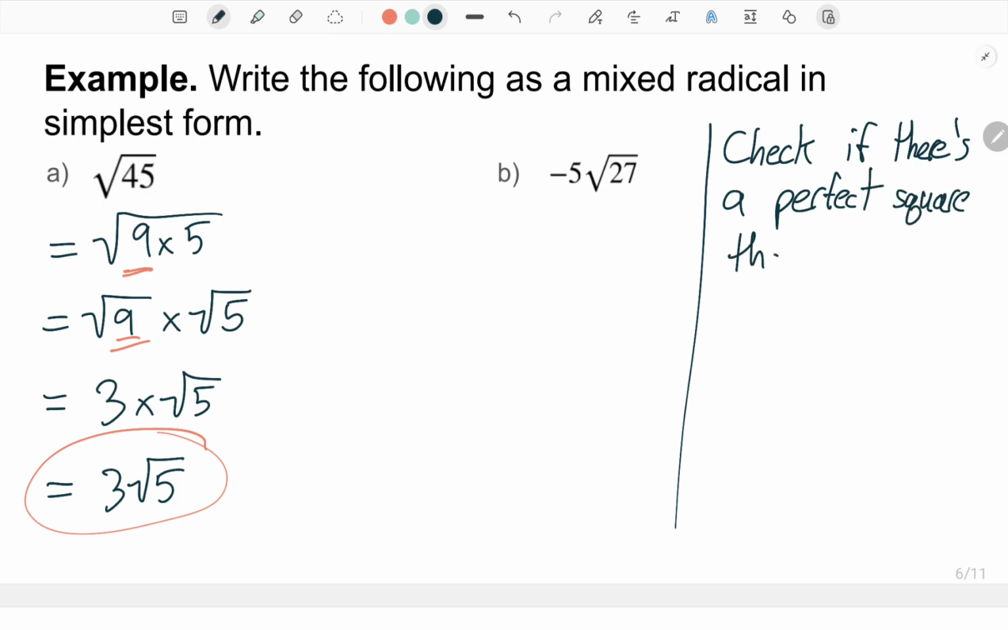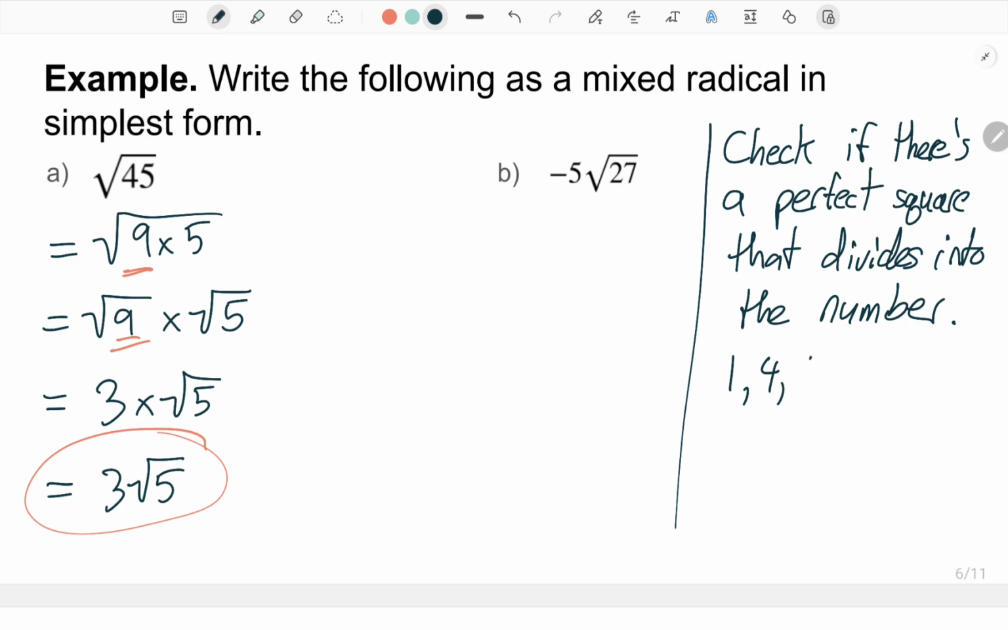That divides into the number. So why a perfect square? Well, those are the numbers that you can nicely square root. So remember, a perfect square is just like 1 squared is 1, 2 squared is 4, 3 squared is 9, 4 squared is 16. Continuing along, you get 25, 36, 49. And you could keep going, but these ones will probably do for the most part.